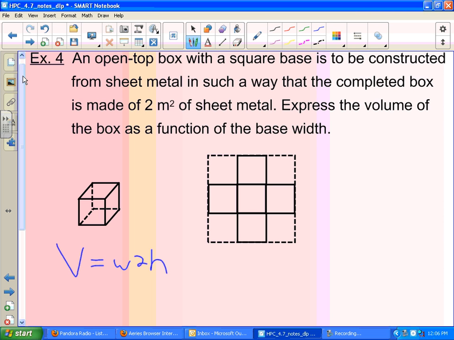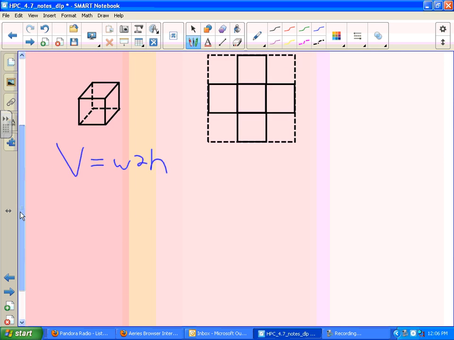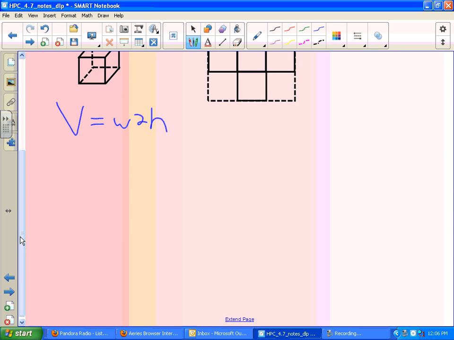Now, before you go any further there, Ben, what's going to be the difference if it says you don't have a square base? You just have another variable. Does this one have a top or not? No, it's not. No top. Okay, so we're not going to have the same.